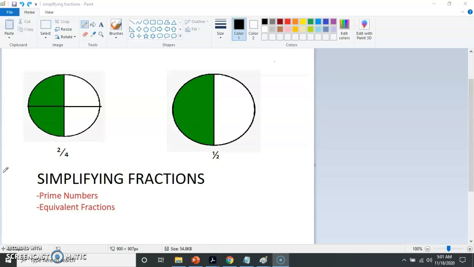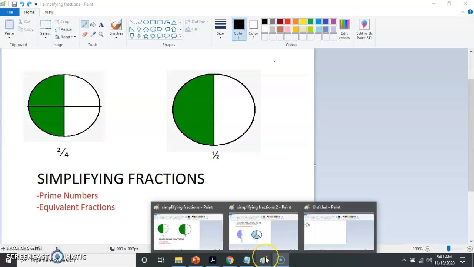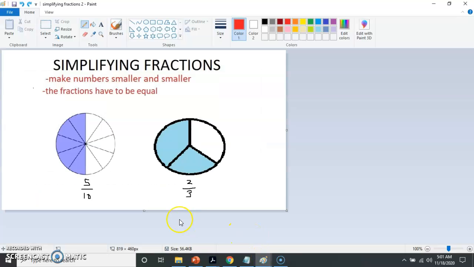In order to simplify fractions, you're going to need to know about prime numbers and equivalent fractions. So if you don't remember that, I'm going to send you some links so you can review prime numbers and equivalent fractions. Okay, so simplifying fractions, how do we do that?